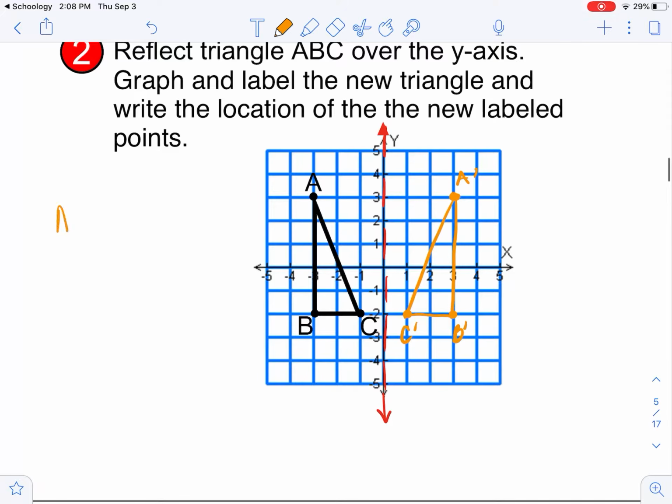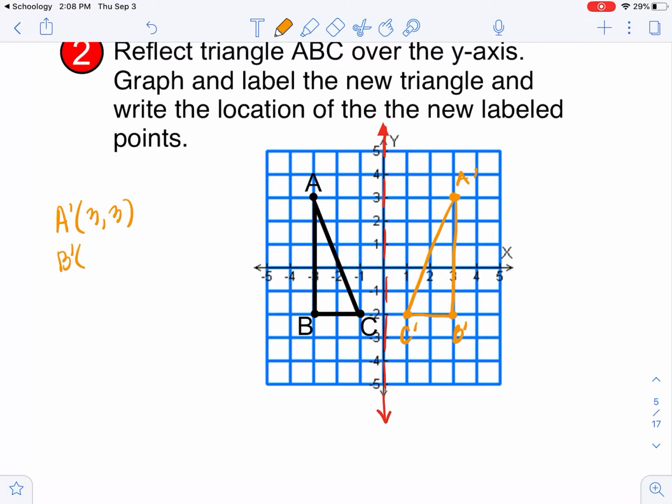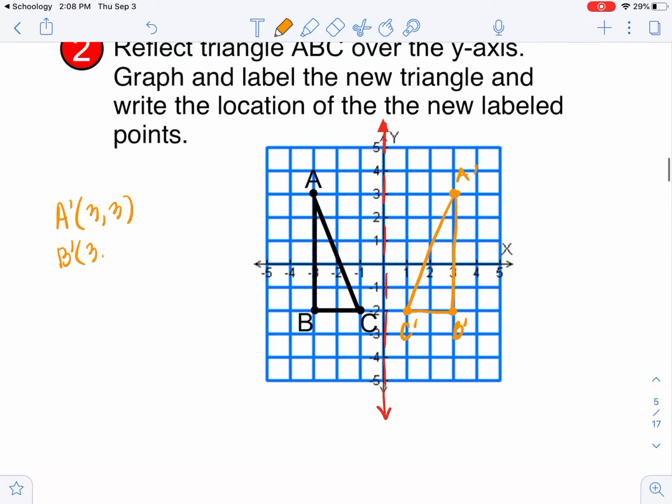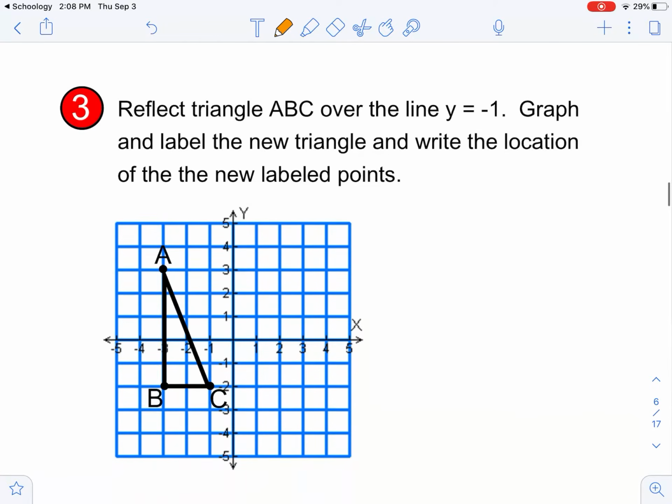Write down the location of your points. A prime is at 3, 3. B prime is at 3, negative 2. C prime is at 1, negative 2. It's pretty simple as long as you know where the lines are. All right, go ahead and pause the video and try the next one on your own.